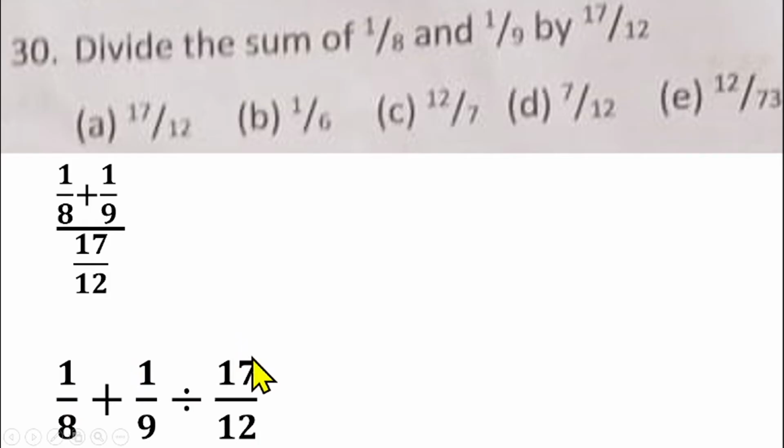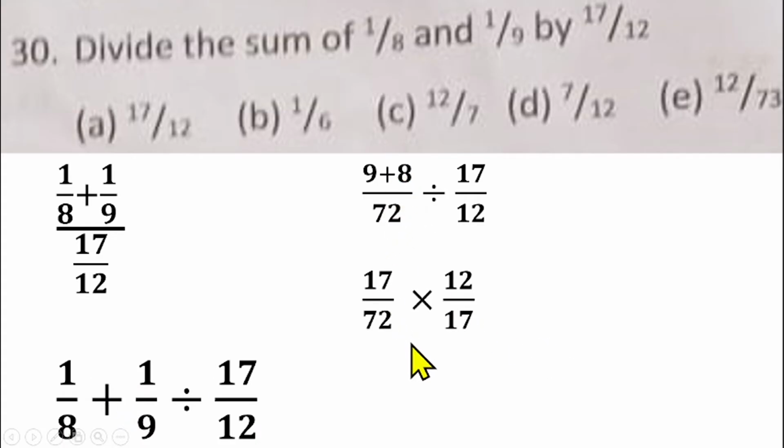Using BODMAS here, because you're having addition and division, which one will come first? Division will come first. So we need to change this division to times. I think there's a typographical error here. You're supposed to change this one to times. So change this to times. 17 will go down, 12 will go up, before you think of adding, because you are supposed to apply BODMAS here, not do addition first.